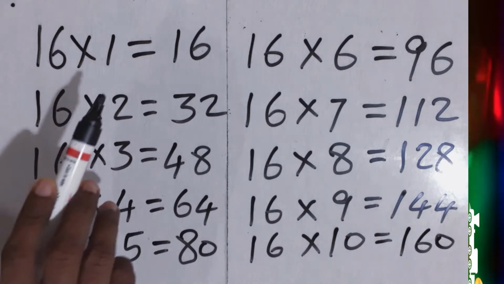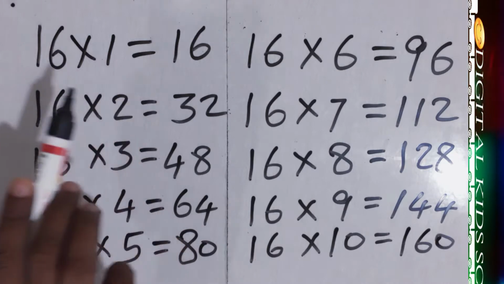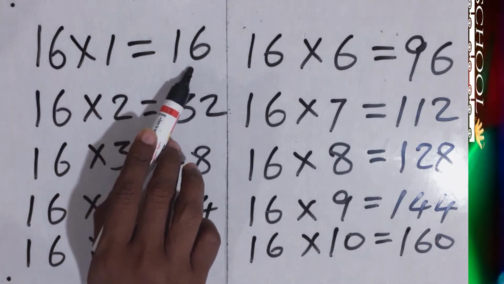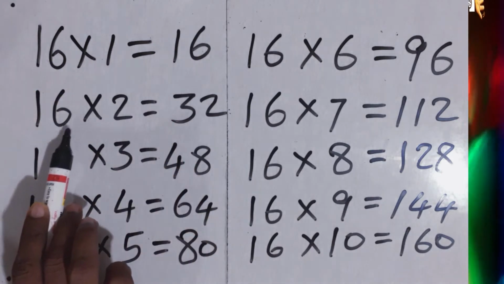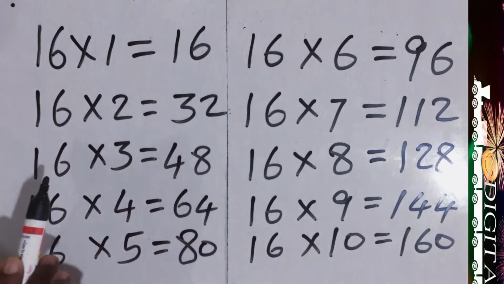Dear students, once you read this 16th table, 16 1 ja 16. 16 2 ja 32.